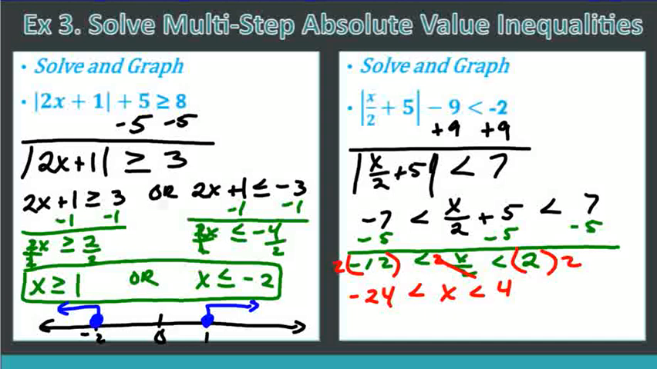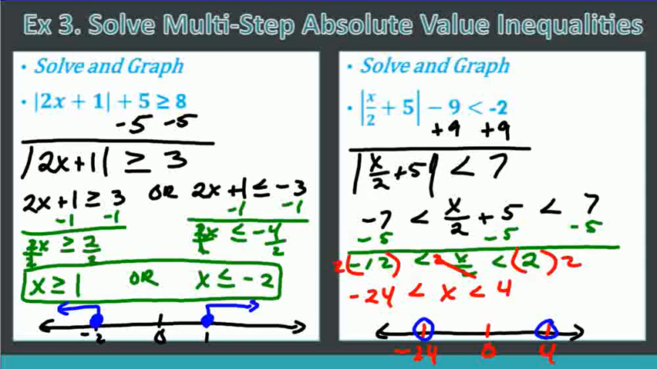Now I can draw my number line. I'll have negative 24 here. I'll have 0 here, and I'll have a positive 4 here. And we need to use an open circle on both negative 24 and positive 4. And it's going to go to the right, because x is greater than negative 24, and to the left because x is less than 4.